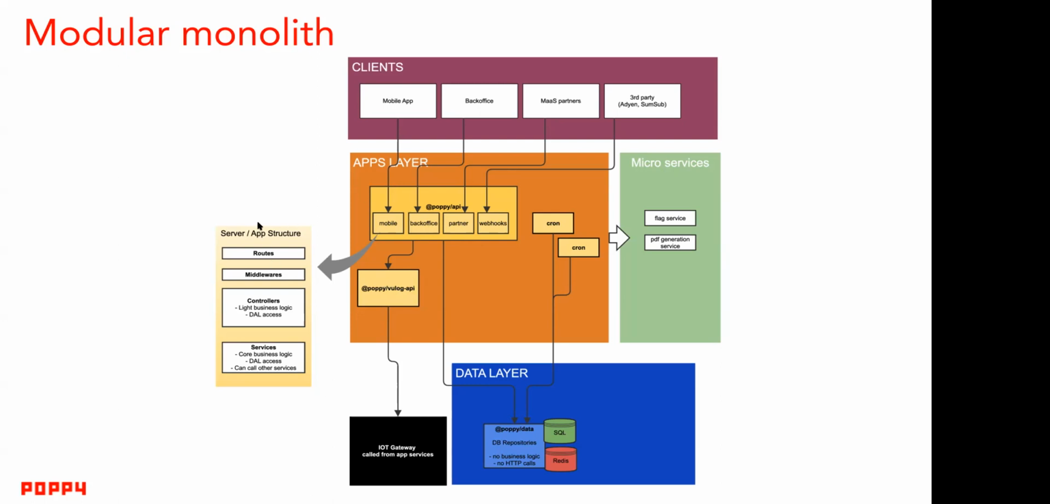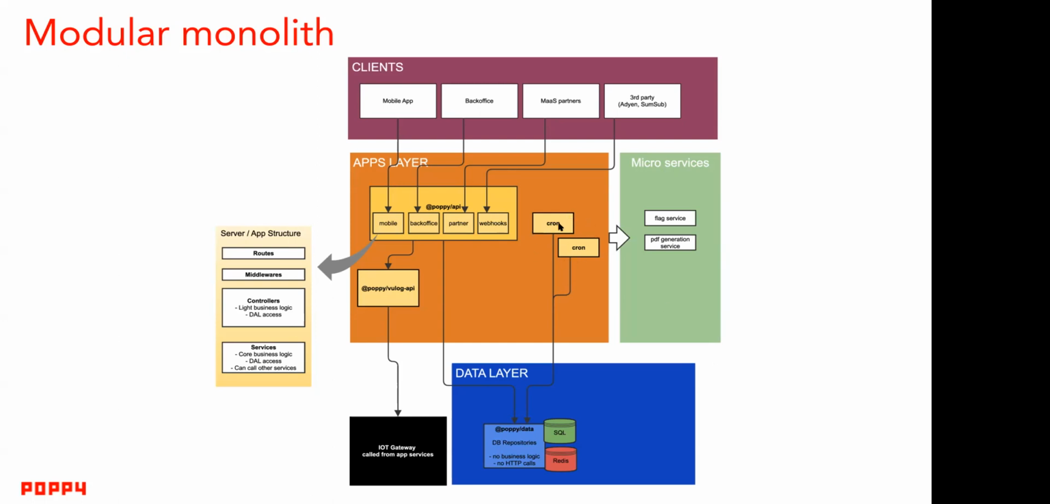And so basically every one of these sub-servers, as I call them, has its own routes, its own middlewares, its own controllers with light business logic, and can have access to the data access layer and access to the services where the core business logic lies. And every one of these sub-servers has this exact same structure, follows the same pattern. So I think it's quite consistent across.